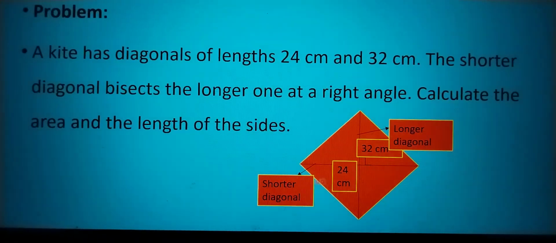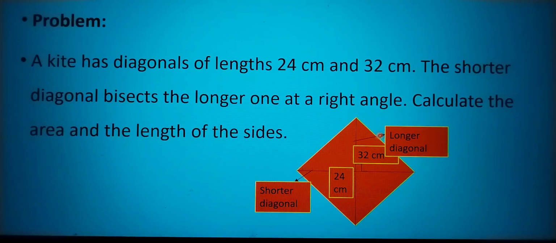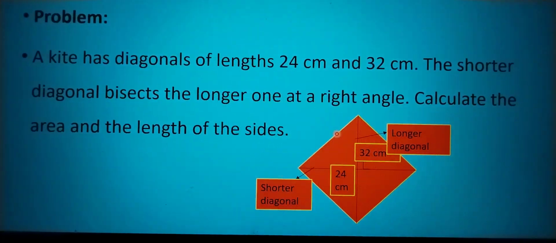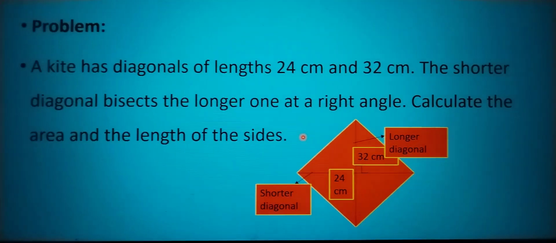As we know in kites, the adjacent sides are equal. So these two would be equal and these two would be equal. So finding one means finding the other one. So now let's solve this question.